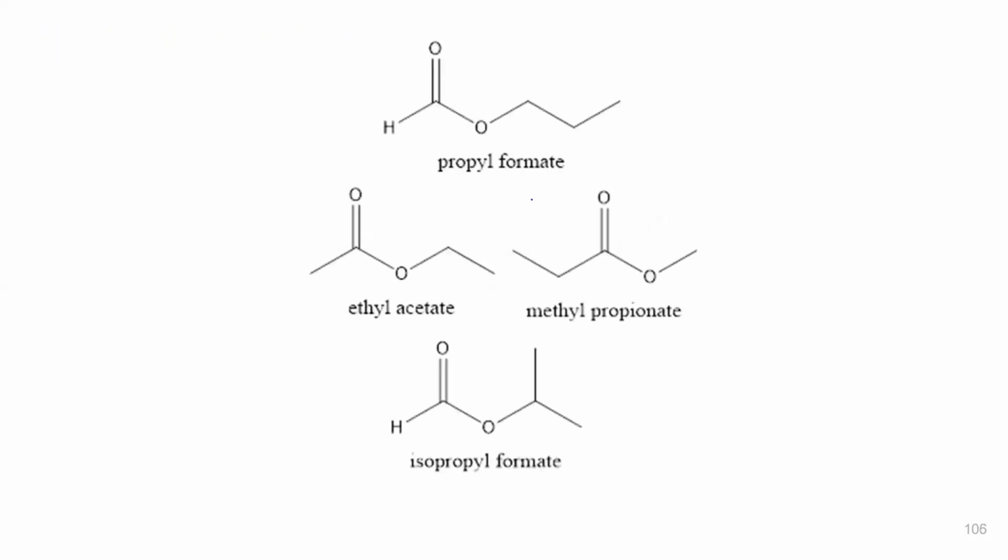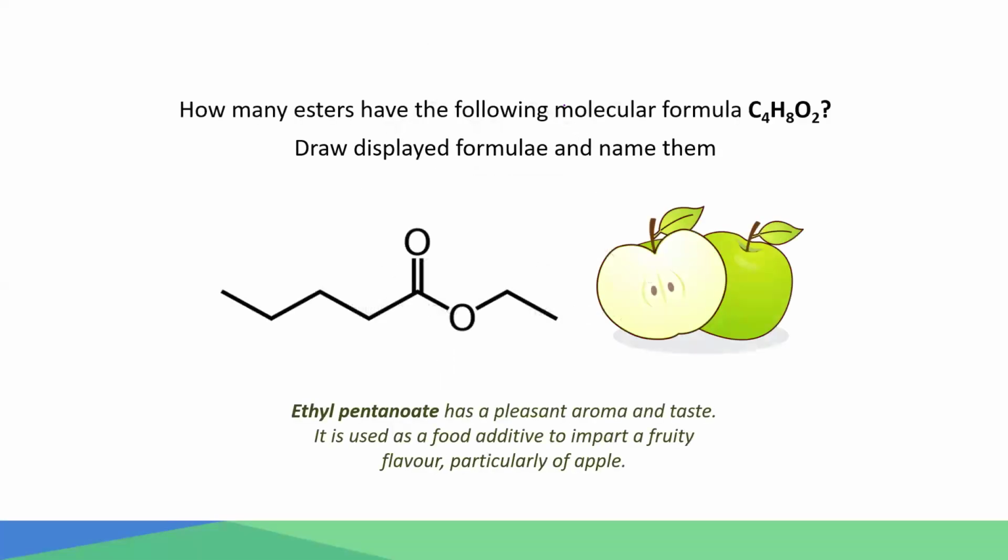Okay. Now, the first one is propyl formate, then ethyl acetate, methyl propionate, and isopropyl formate, where iso means isomer. What are formate and acetate? When there are two carbons, the conventional name is acetate. When there is one carbon, the older name was formate. So these are some of the skeletal formulas.